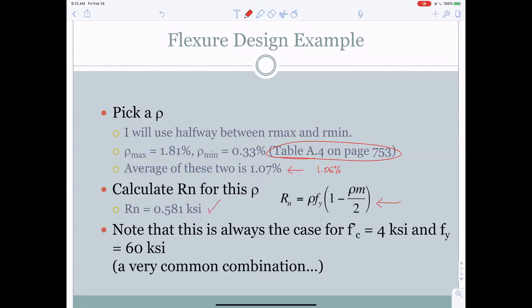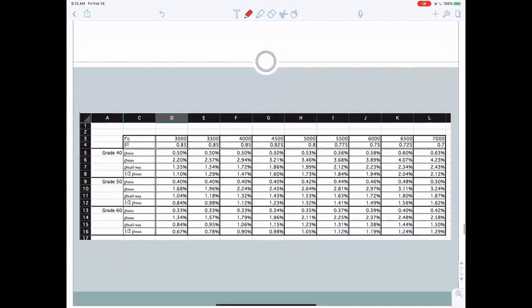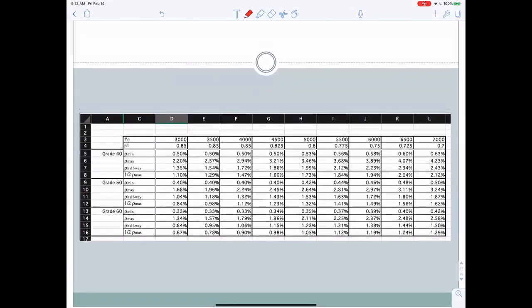And note that this will always be 581 psi as long as you have 4 ksi concrete and 60 ksi steel. It's a very common combination. So it's a good thing to know. 1% steel, about 581 psi. But you don't have to memorize that because I made a table for you right here. Okay, so here's the table.